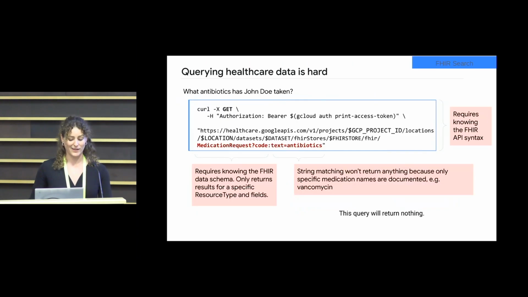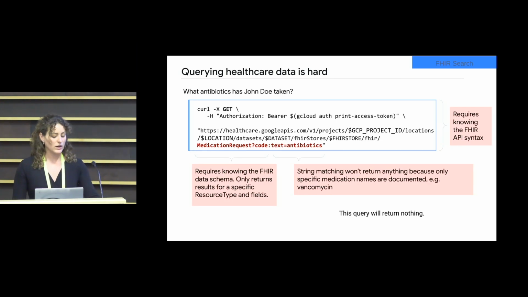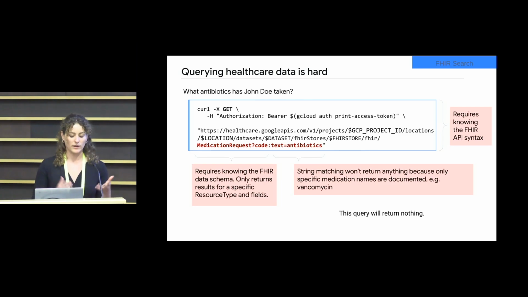However, querying healthcare data is hard. This is an example that I know most of you are probably familiar with, but FHIR search, if you have a question that sounds as simple as what antibiotics has John Doe taken, you need to know the FHIR API syntax. You need to know the data schema so that you know specifically which resource type and which field you need to search upon. And even if you perform this search, antibiotics is not going to give you a result because that's not really the name of the medication itself. You should be searching for vancomycin or whatever the specific name is.